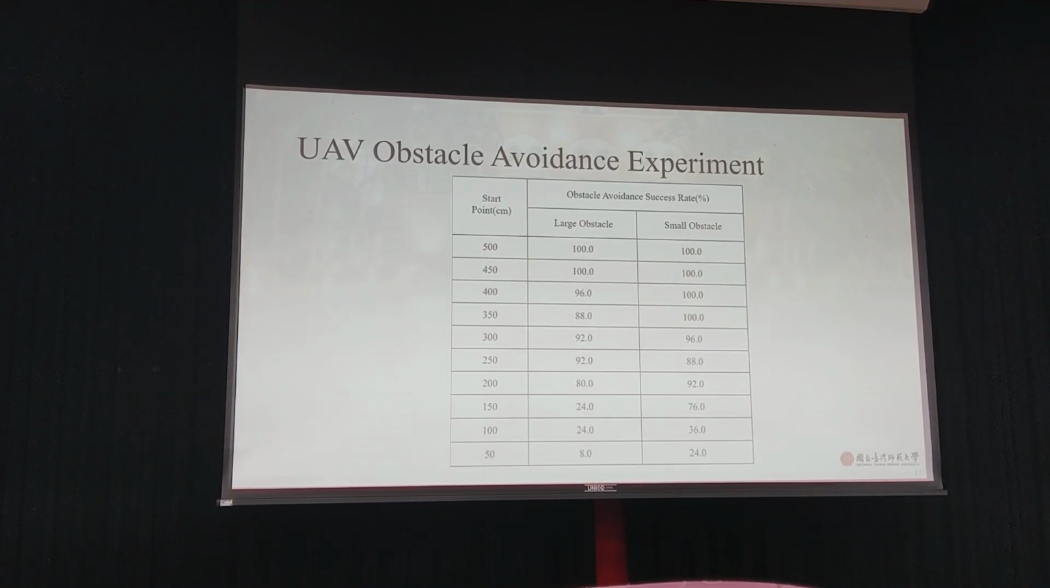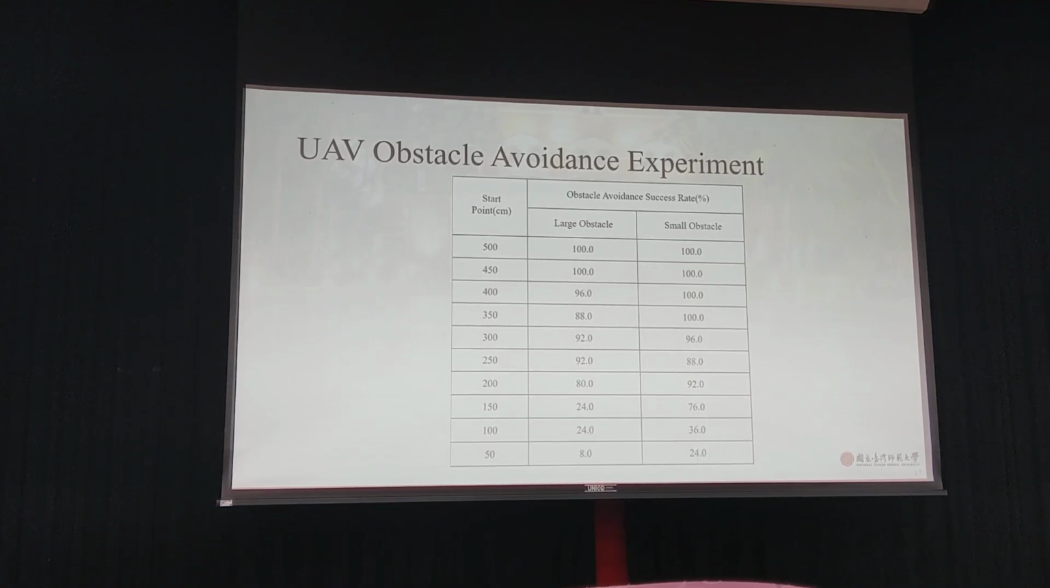You can see the result that for small obstacles, recognition success rate drops significantly below 100 centimeters, reaching only 24%. And for larger obstacles, it starts to decline at 200 centimeters and falls sharply below 150 centimeters, reaching just 8% at 50 centimeters.